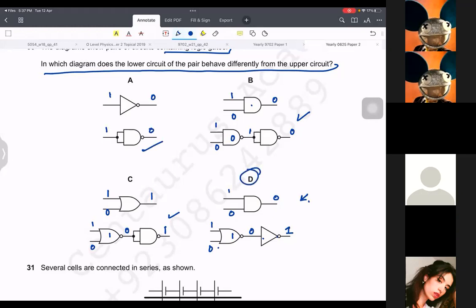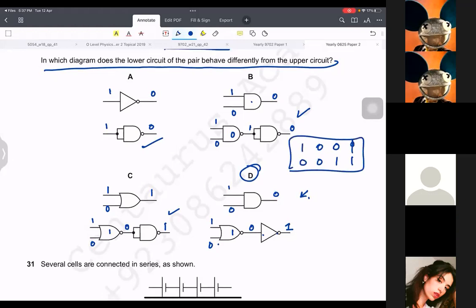So you've got to try 0, 1, you've got to try 1, 1, you've got to try 0, 0, and you've got to try 1, 0. So basically all of them, then you know.